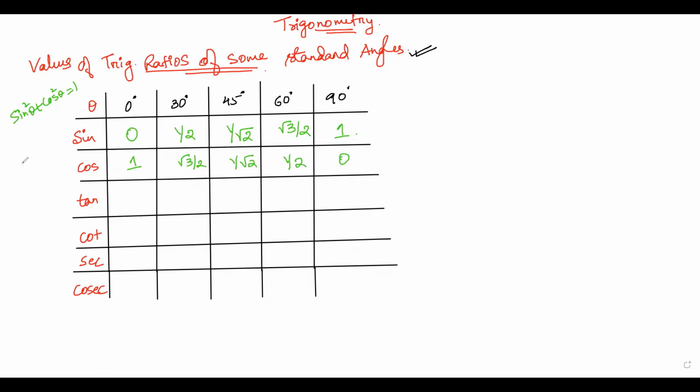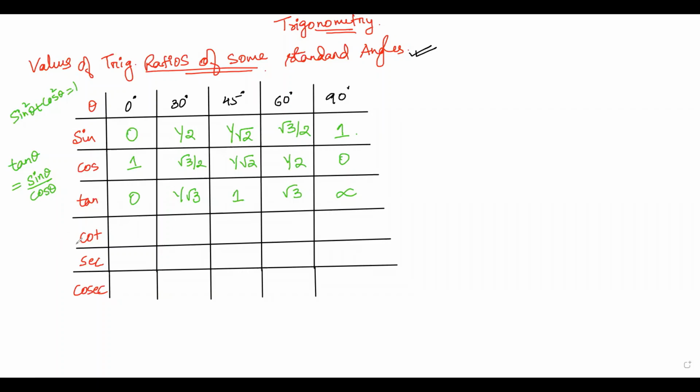Now we have seen tan theta is given by sin theta upon cos theta. So tan 0 would be sin 0 upon cos 0, which would be 0. In a similar way, tan 30 would be sin 30 upon cos 30. So this would be 1 by 2 upon root 3 by 2. So this would be 1 upon root 3. In a similar way, tan 45 would be 1, tan 60 would be root 3, and tan 90 would be infinity.